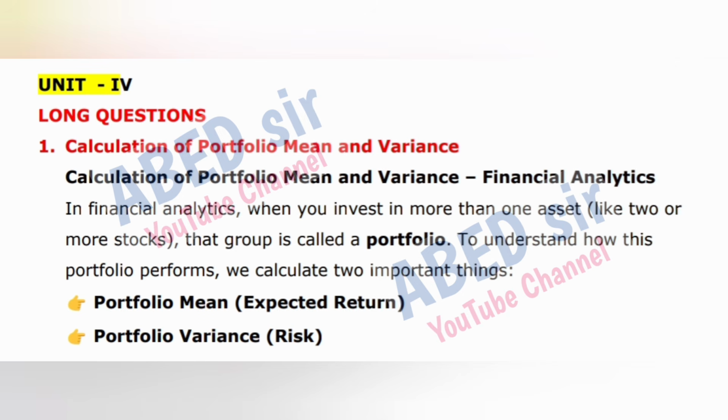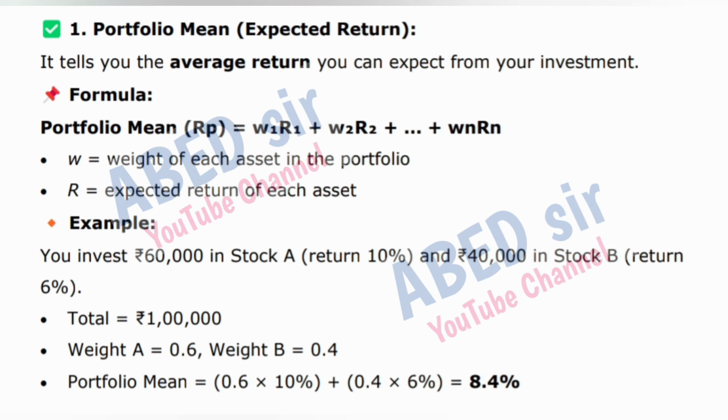In financial analytics, when you invest in more than one asset, like 2 or more stocks, that group is called a portfolio. To understand how this portfolio performs, we calculate 2 important things. Portfolio mean, expected return. Portfolio variance, risk. 1. Portfolio mean, expected return.